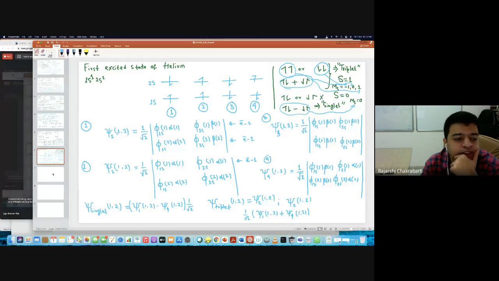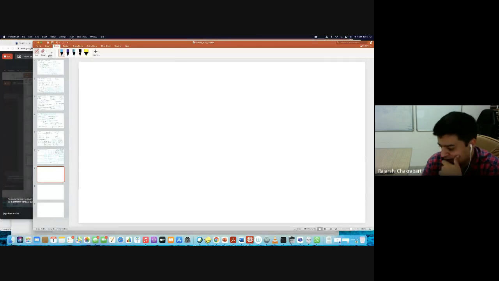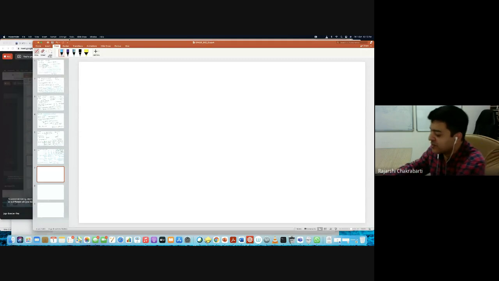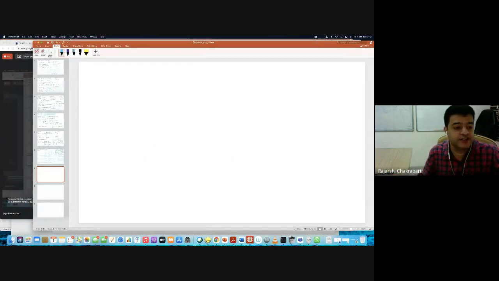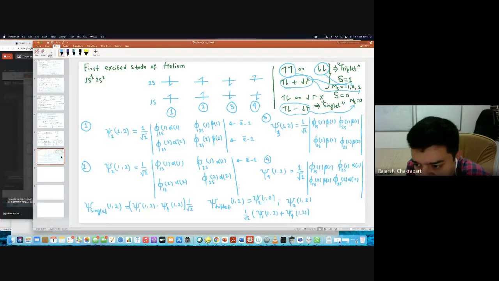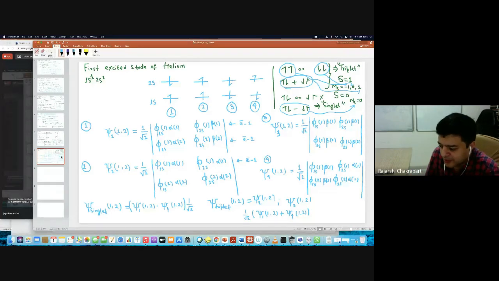Then next I go to the next slide and I write down in a fashion which you can remember. I have already told you how to write in terms of Slater determinant. The excited state of helium is such that it cannot be written using only one Slater determinant. It has to be a linear combination, depending on the state, of Slater determinants. Is this clear? See, singlet is psi 1 minus psi 4 times some factor. Triplet is either psi 2, or psi 3, or psi 1 plus psi 4 times some factor.